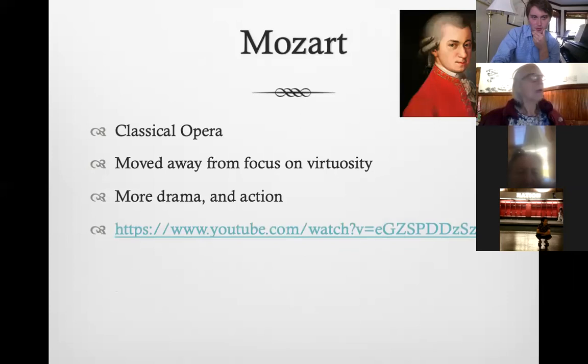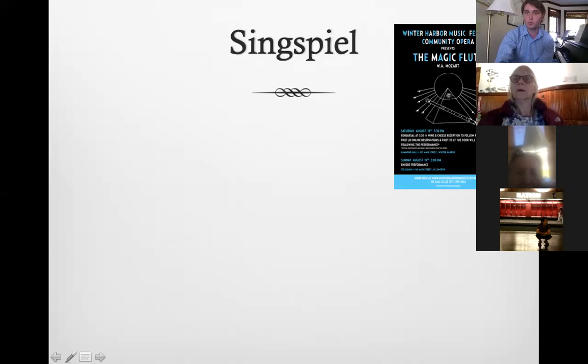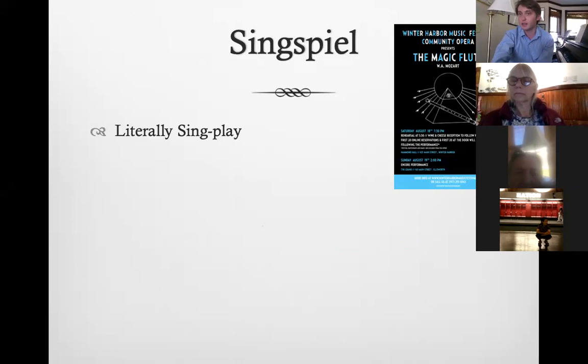We already saw this. All right, so our next thing is a Singspiel, which was also sort of a creation of the classical period. You may notice in the corner the Winter Harbor Music Festival Magic Flute poster, because the Magic Flute is a Singspiel. Basically, it's literally a sung play. So it's a play that has operatic style music in it.